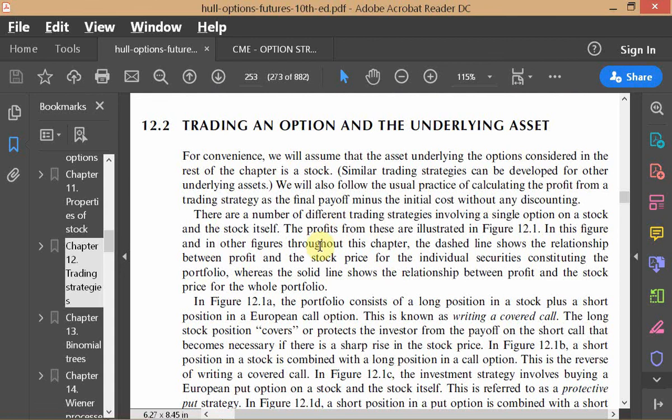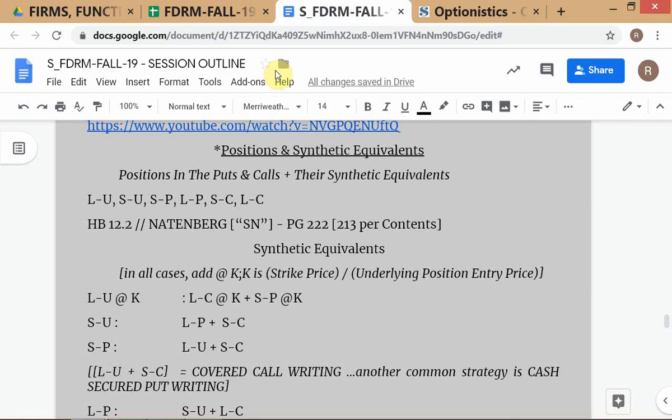Okay, this is in your book, you'll find it. This is your textbook, so you should read this, but you'll notice that I've also given another reference, which is Sheldon Natenberg, which is also there in your finance reference book set.